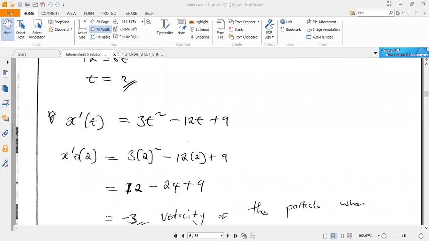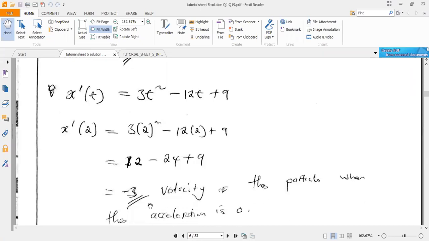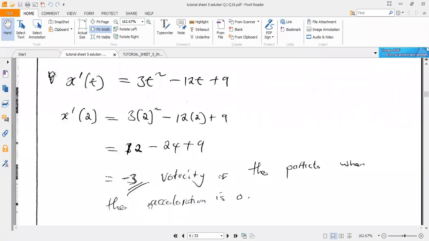So x prime of t is equal to 3t squared minus 4t plus 9. So now the time which was given is 2. The acceleration was 0 at time 2. So we get that time 2 and plug it in the equation. So we'll find that our final answer will be -3. So -3 is the velocity of the particle when the acceleration is 0.